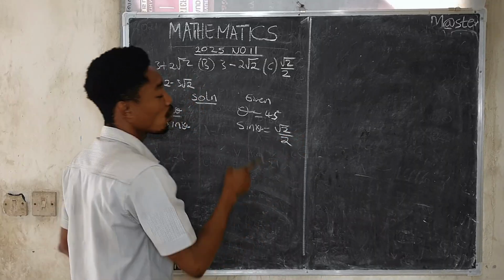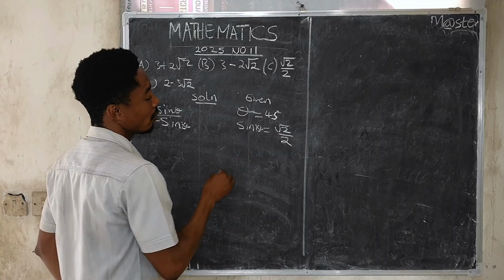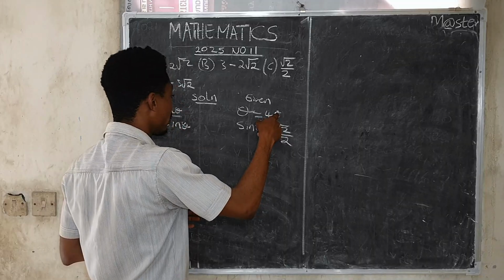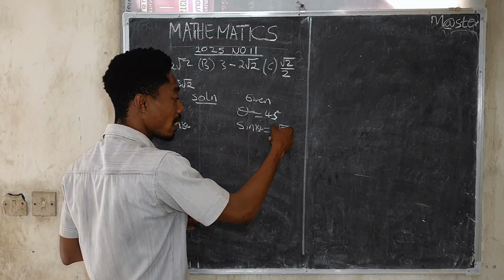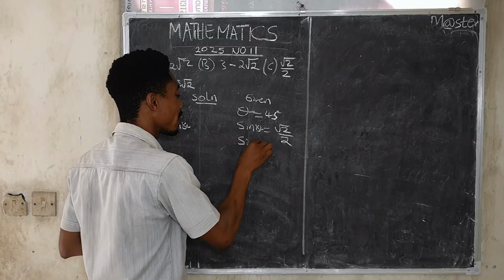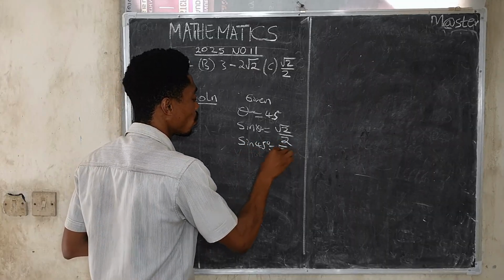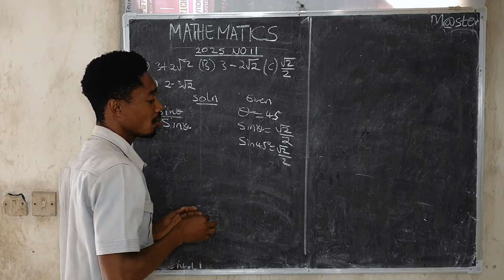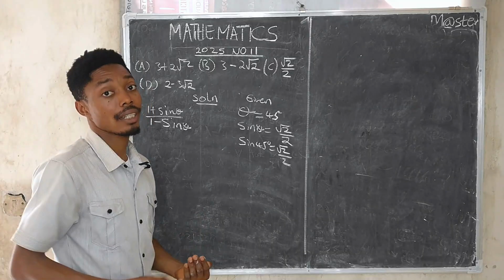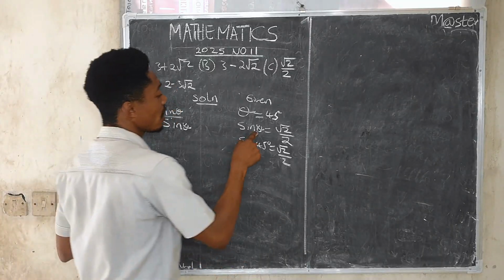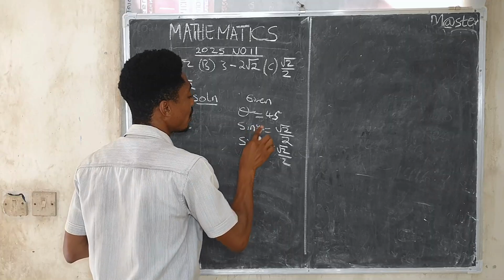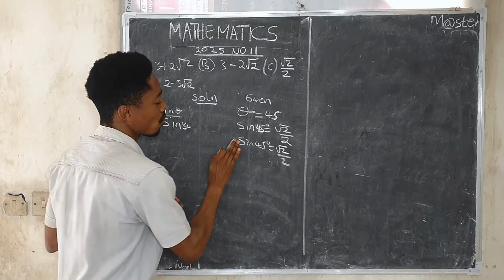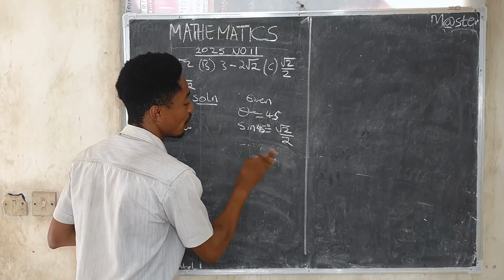Actually, where this came from is the fact that if theta is 45 degrees, sine theta is root 2 over 2. What I'm trying to say is that sine 45 degrees is root 2 over 2. 45 degrees is a special angle, so take note of that. Just so that I don't over repeat things, if I input 45 degrees here, that gives me root 2 over 2, so this won't be necessary.